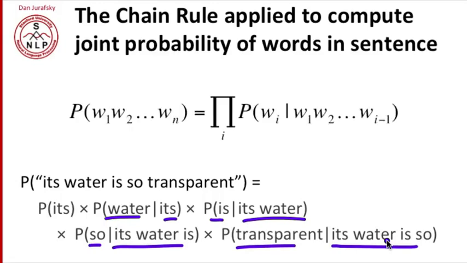Or more formally, the joint probability of a sequence of words is the product over all i of the probability of each word given the prefix up until that word.